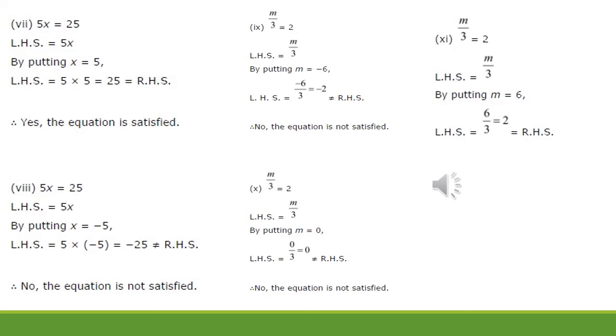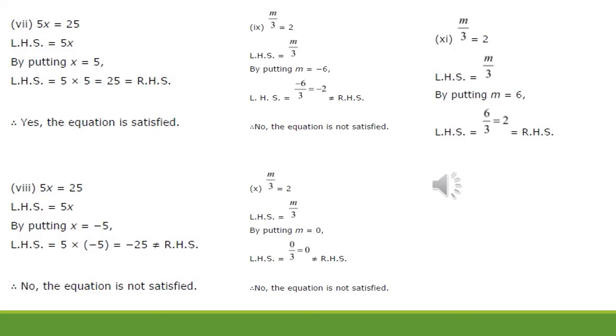Similarly, for the same equation, putting the value x is equal to minus 5, we will be getting LHS 5 into minus 5, that is minus 25. Minus 25 is not equal to plus 25. So the equation is not satisfied for x is equal to minus 5.